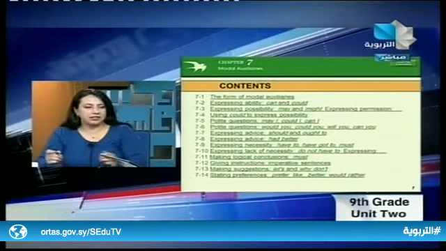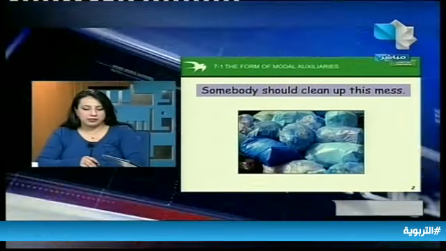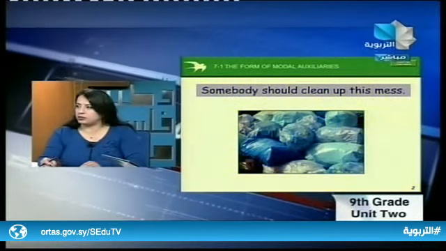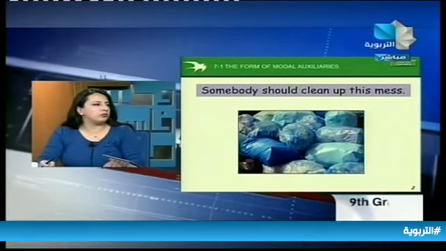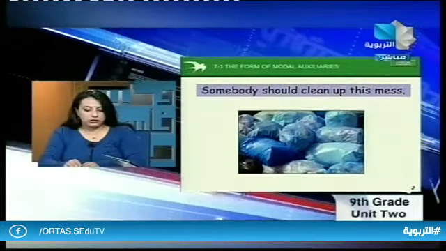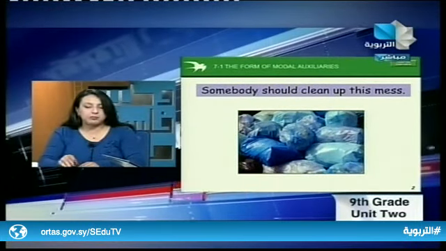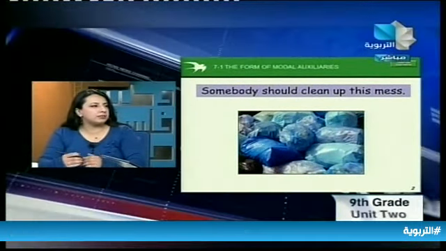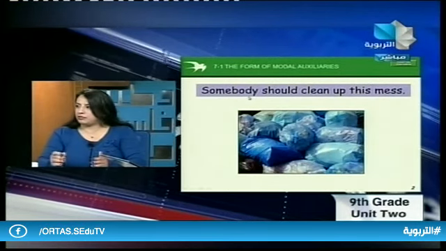To start with, let's give an example of the modal verb. For example, somebody should clean up the mess. Should is another example of the modal verbs. To start with, we should talk about the form of modal verbs. What is the form of modal verb? So we use the auxiliary or modal verb and the simple form of the verb. It's followed by the simple form. We can have a few examples. Somebody should clean up the mess.